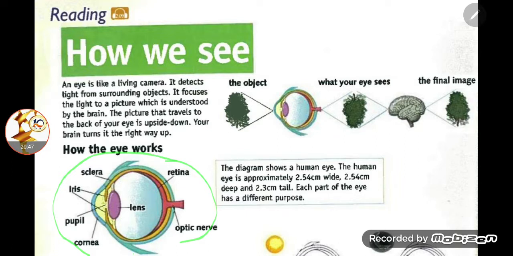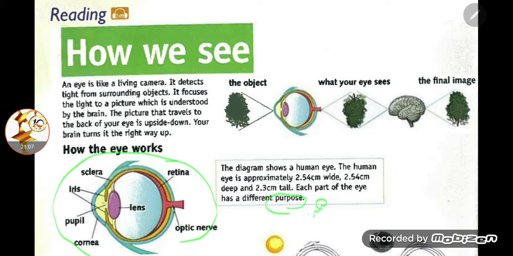The diagram shows a human eye. The human eye is approximately 2.54 centimeters wide, 2.54 centimeters deep, and 2.3 centimeters tall. Each part of the eye has a different purpose.